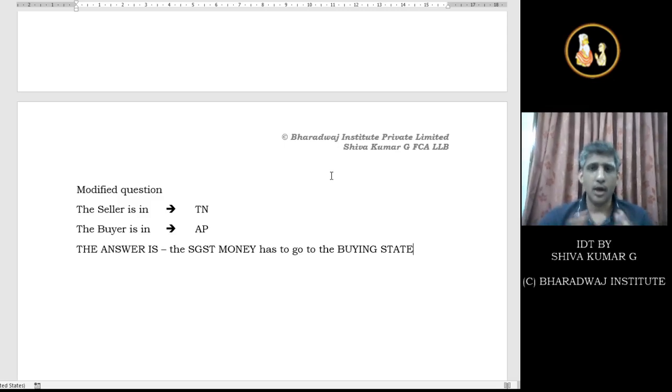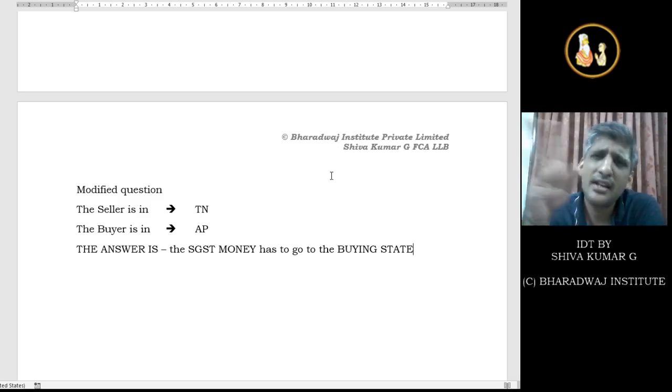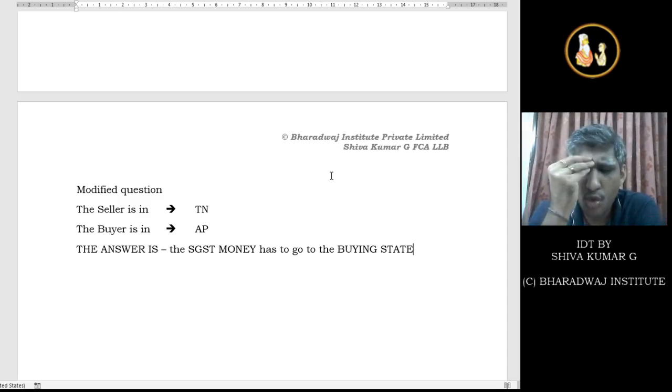Now Tamil Nadu to Andhra, SGST will go to which government? Andhra government. Andhra to Tamil Nadu, money will go to which government? Tamil Nadu. Sir, are you talking about CGST, SGST? I am not talking about CGST at all. Why? There is only one central government. We are not bothered about CGST. We are talking only about SGST. The SGST will go to which government?